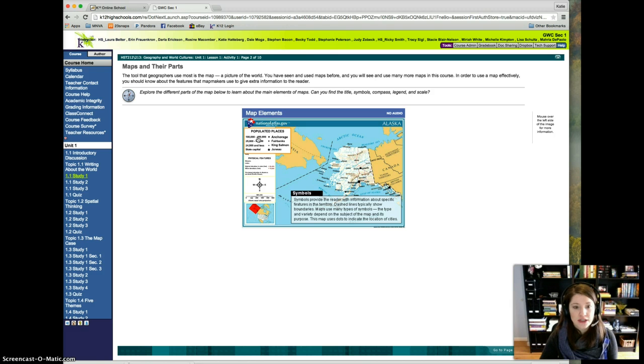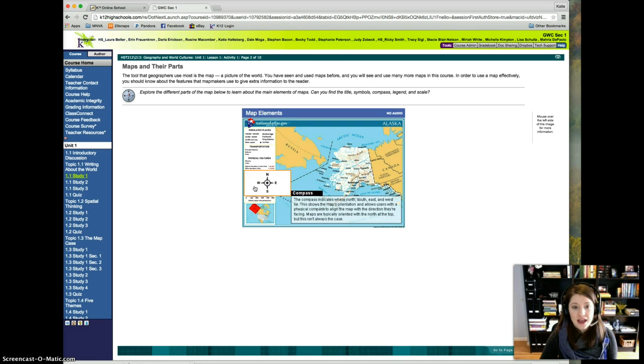Dashed lines typically show boundaries. Maps use many types of symbols. The types and variety depend on the subject of the map and its purpose. This map uses dots to indicate the location of cities. This is the legend or the key. The legend or key provides the user with information about the types of lines, colors, and symbols the map uses. The key explains information presented in the map. On this map, the different colors indicate different types of terrain, such as forests and mountains.